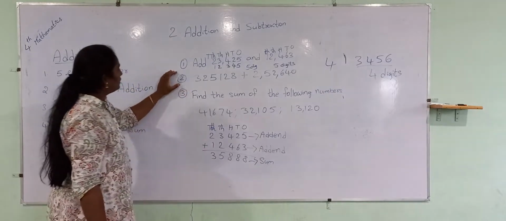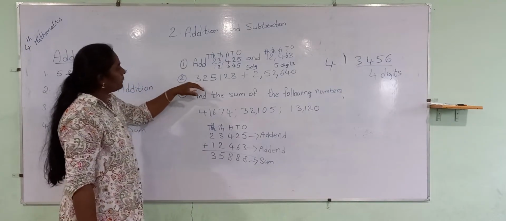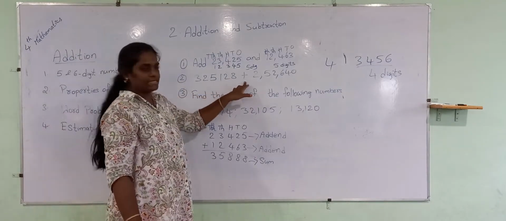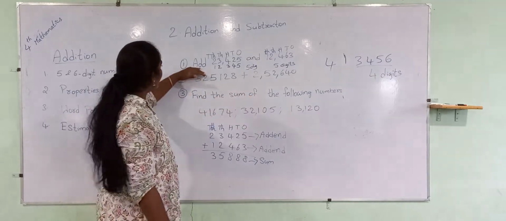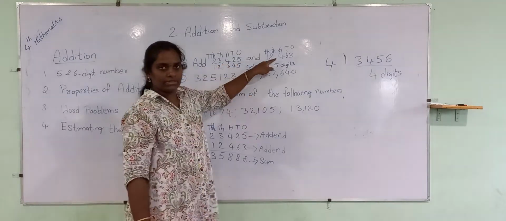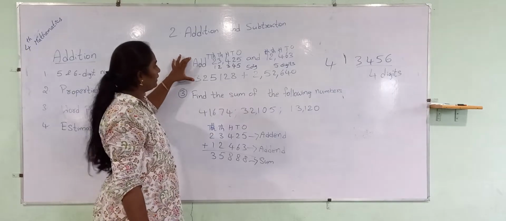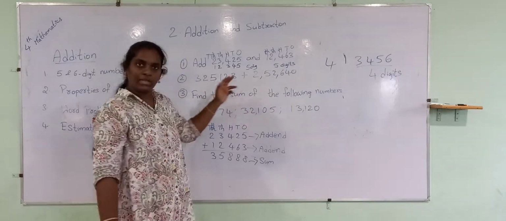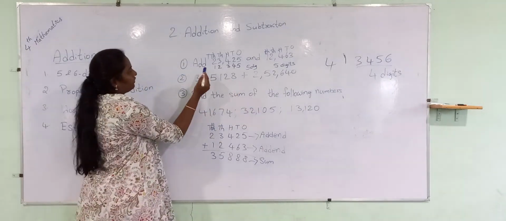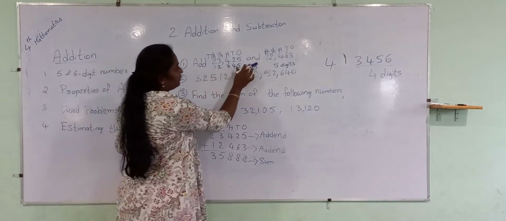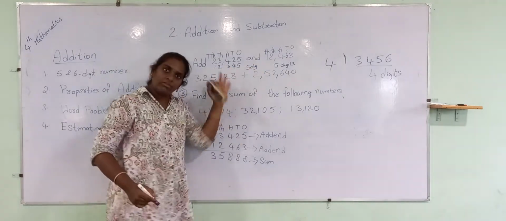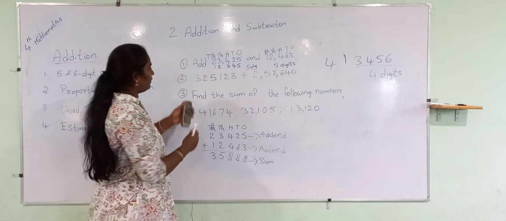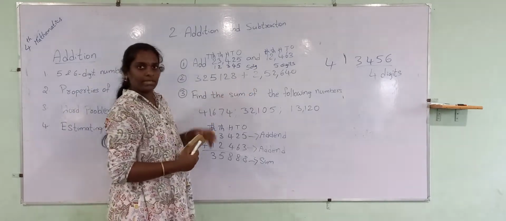Now see the second problem. Here they give a plus symbol. Here they ask add these two numbers. So these two are the same. If they give a plus symbol, we will do the addition. If they give a question like this, add these two numbers, we will do the addition only. So next we will do these two numbers' addition.